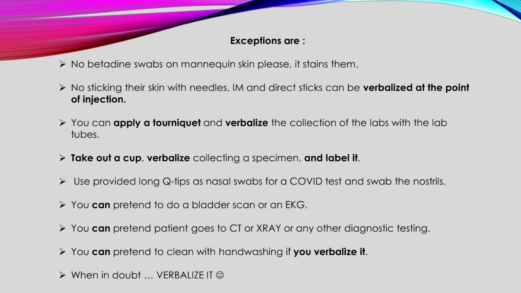Use the provided Q-tips as nasal swabs for COVID tests and swab the nostrils. So it's 5 seconds on each side if there's a COVID test ordered. So, things that you can do: you can pretend to do a bladder scan or an EKG. And once you verbalize that you've done those, I do have results for you. We will have EKGs that are completed and we'll give you the results.